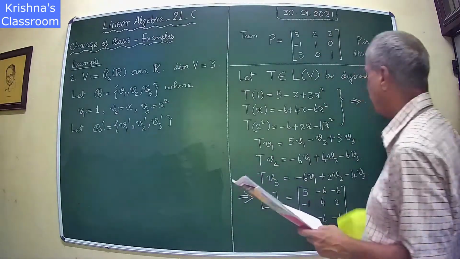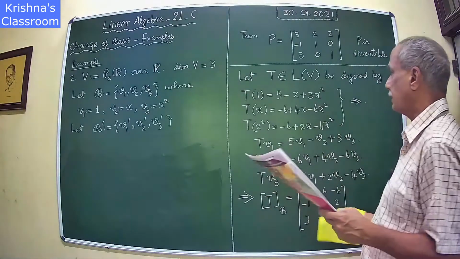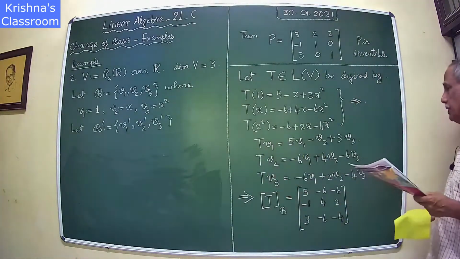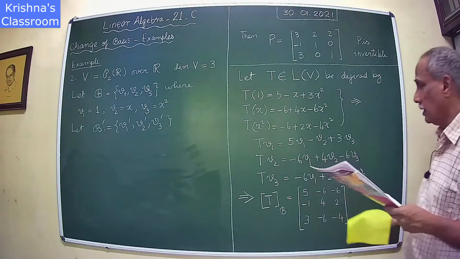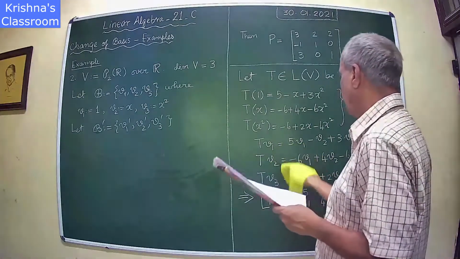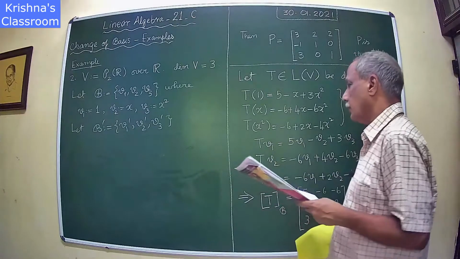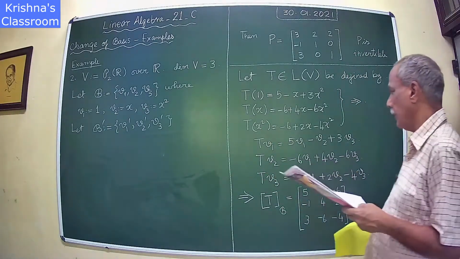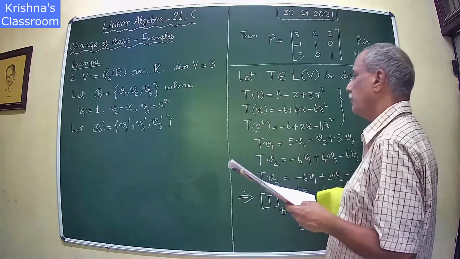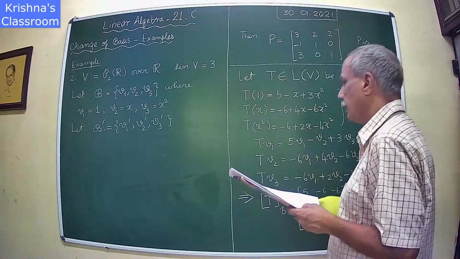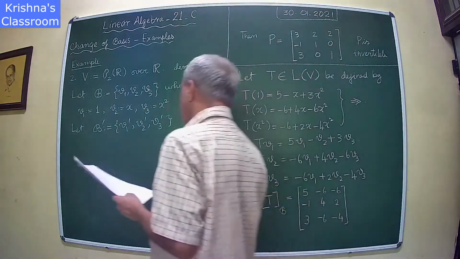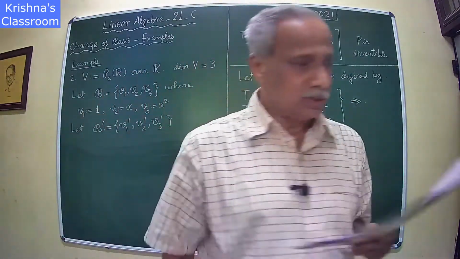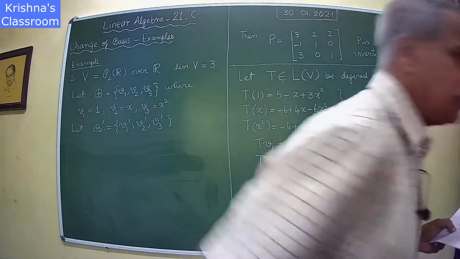So almost repeating the same kind of exercise as we did for v1, v2, v3. We work with B prime, so we will have to work out T v1 prime, T v2 prime, T v3 prime and express it in terms of v1 prime, v2 prime and v3 prime. That will give the matrix representation for T with respect to B prime. So let me explicitly compute that.